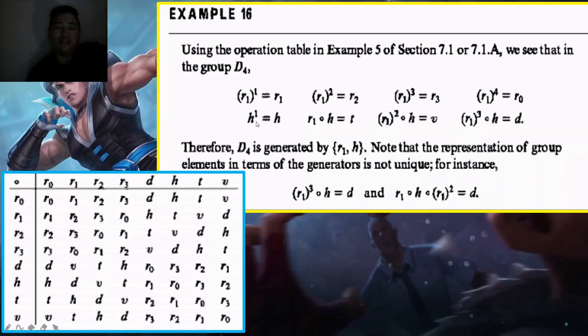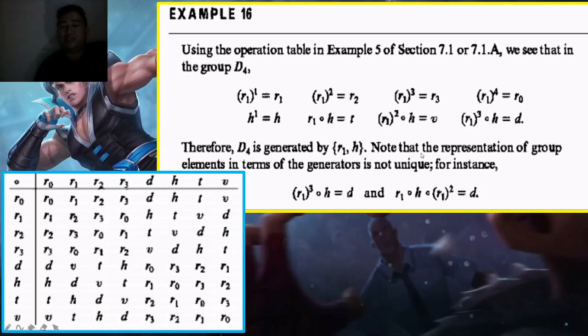Now H. H to the power of 1 is H. H squared, H composed with H, is R0, so you stop at H. Then we compose it with R1. R1 composed with H, R1 squared composed with H, and R1 cubed composed with H give the remaining elements. So they are all elements of D4. Therefore, D4 is generated by R1 and H.